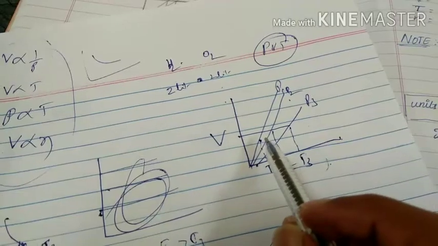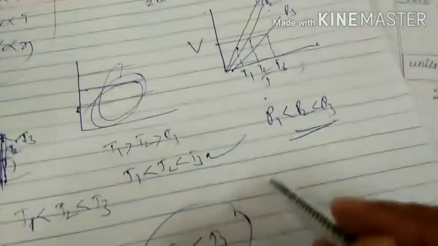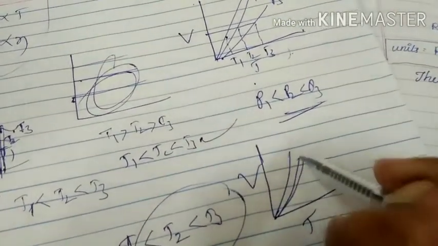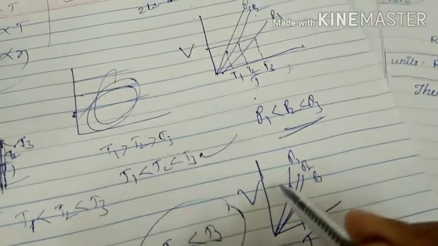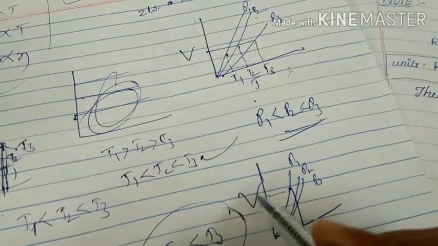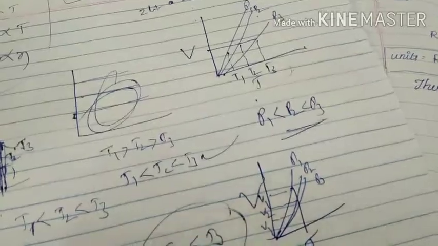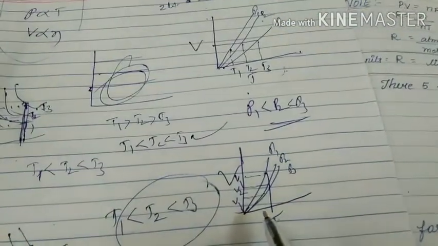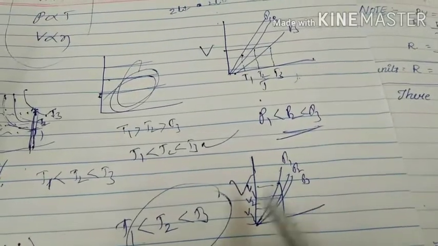It can also be explained by keeping temperature constant. How? P1, P2, P3. Now temperature is constant. This line indicates V1, this line indicates V2, and this line indicates V3. If temperature is constant, between pressure and volume, which relation is there? Inverse relation. That means if volume increases, pressure decreases. If volume decreases, pressure increases.